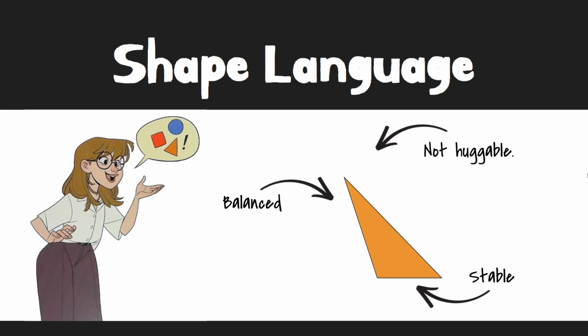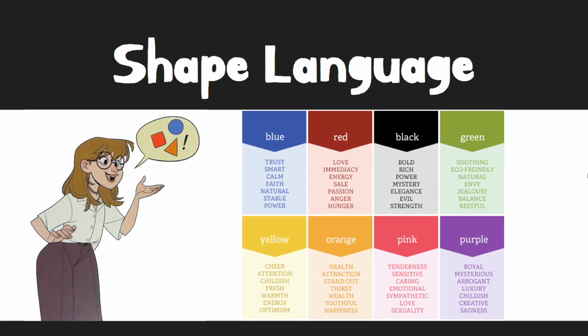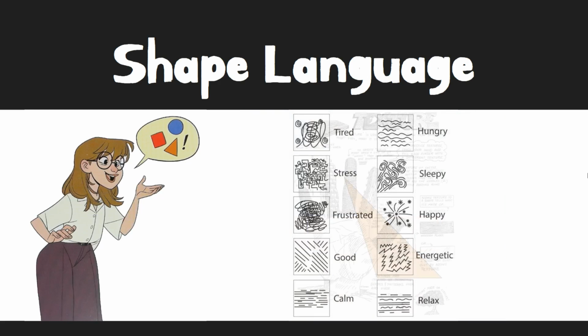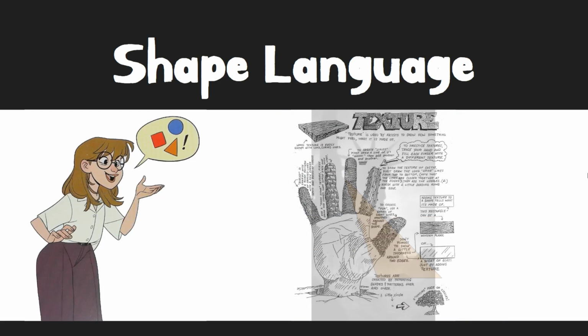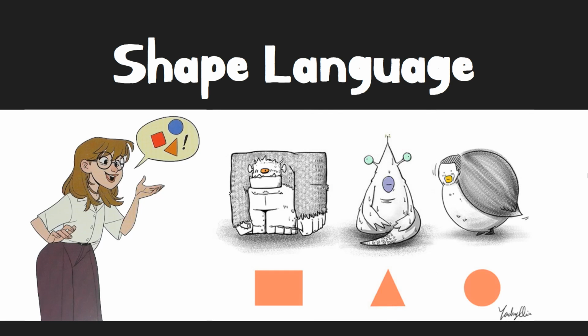Now, with any form of communication, familiarity and mastery over the language affects how we're able to get our point across. The greater our mastery of the language, the better we'll be able to communicate. So, for example, color has its own language, as does line, texture, value, etc. In this video, we'll be specifically discussing shape language.